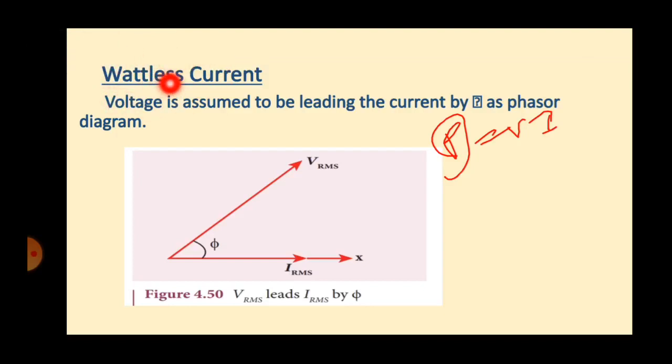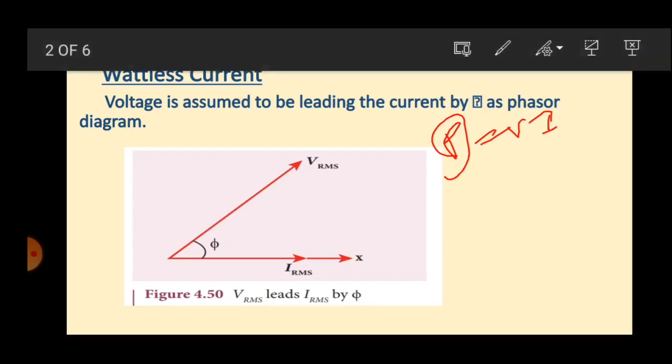And less, what is less? That is nothing but 0. So wattless or powerless current. So students, now consider an alternating current circuit, say for example an RLC circuit. There is a phase angle. What is the phase angle? Phi. The phase angle is phi.